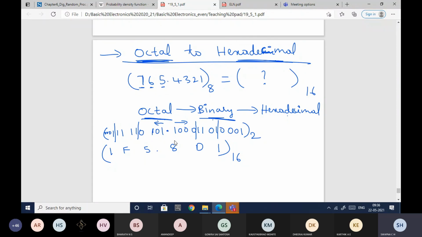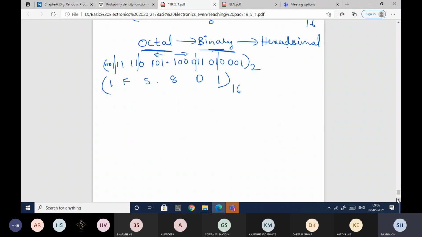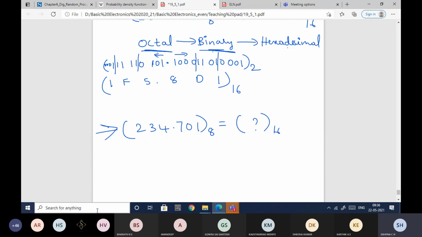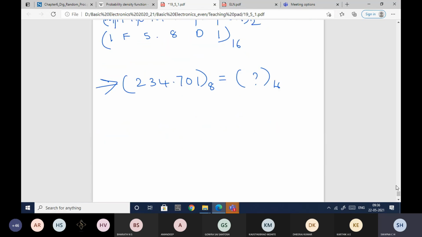This is how we convert from octal to hexadecimal. Hope this is clear to all of you. Yes, ma'am. I'll give you one more problem: 234.701 base 8 to base 16. Quickly do this. I cannot convert octal to hexadecimal directly, so first convert it to binary, then binary to hexadecimal. Quickly you can do it on your own.